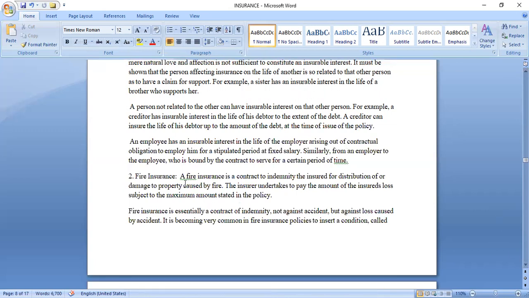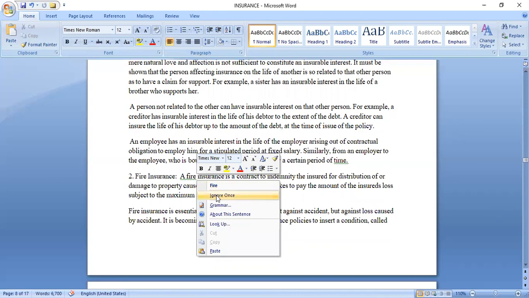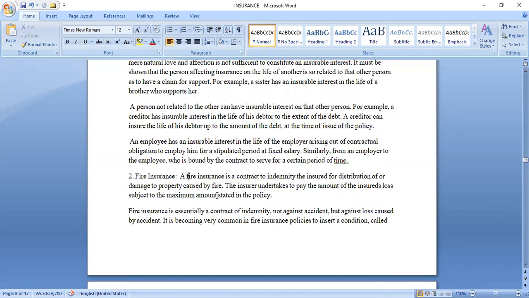Then fire insurance. This is insurance according to the nature of the business. Fire insurance is a contract of indemnity. Indemnity is the payment that the insurer or the insurance company makes to the insured when that kind of event occurs. For example, with fire insurance, when the fire occurs, the payment that the insurance company pays to the insured is called an indemnity, right? So fire insurance is a contract of indemnity.